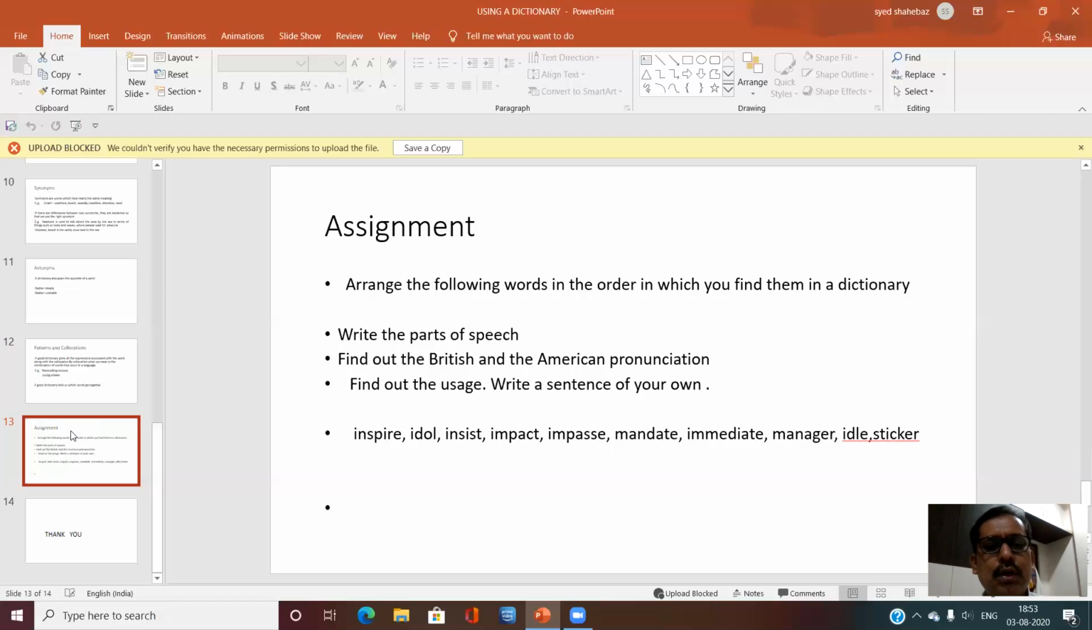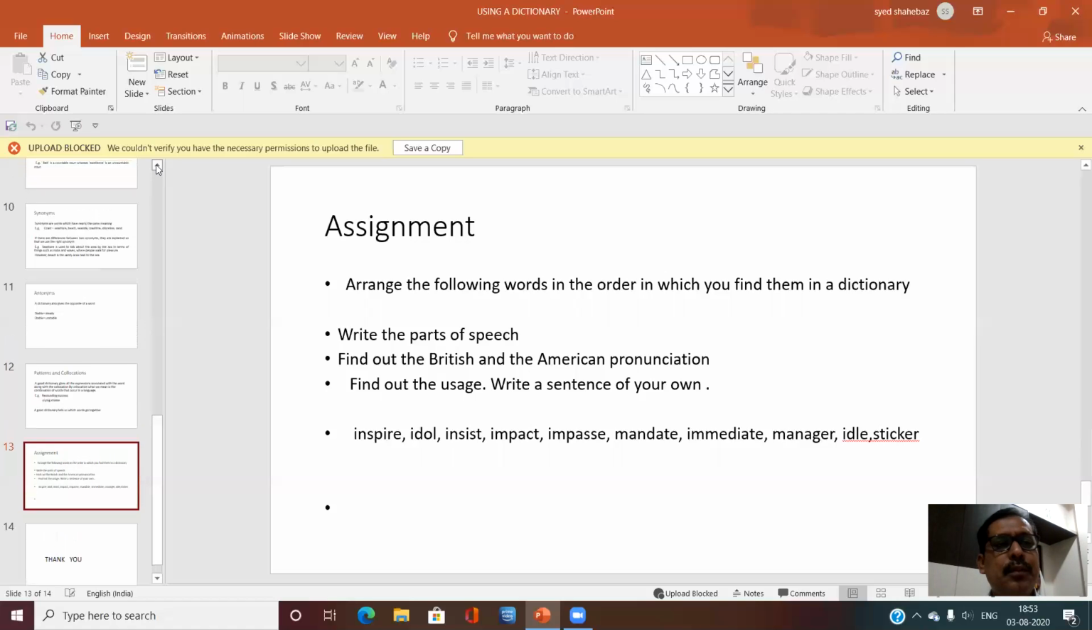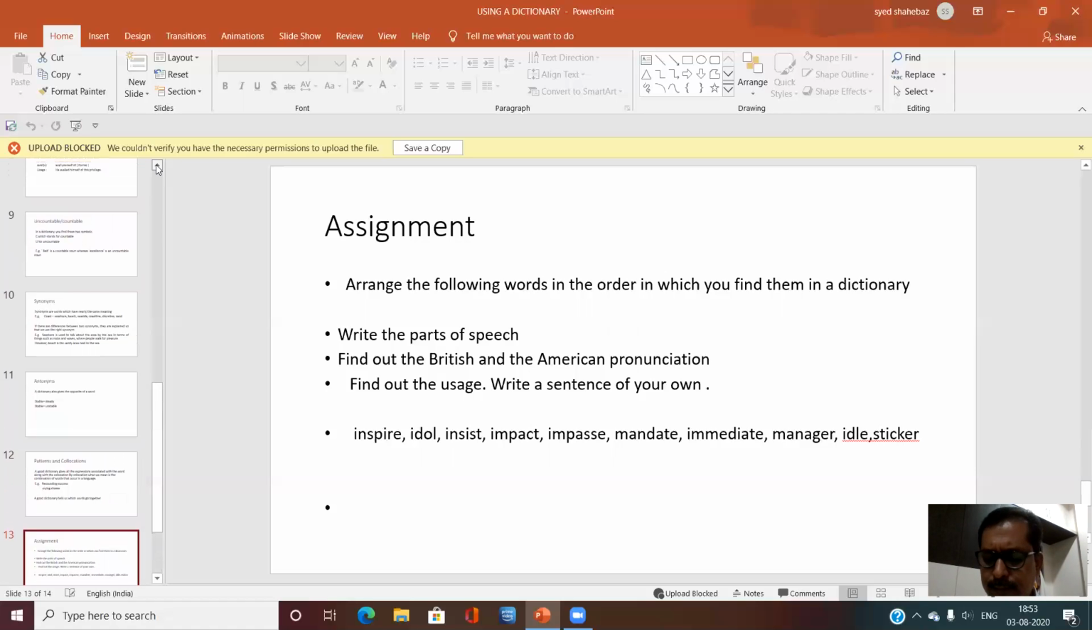You have to do four things. Arranging the words alphabetically as you find in the dictionary, writing the parts of speech, whether noun, verb, adjective, the British spelling and American spelling, and find out the usage, write the sentence of your own. This is the lesson. Let us have a recap of this lesson.